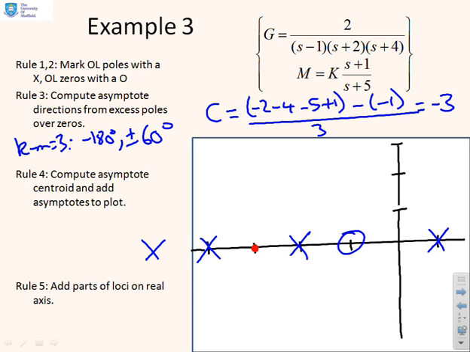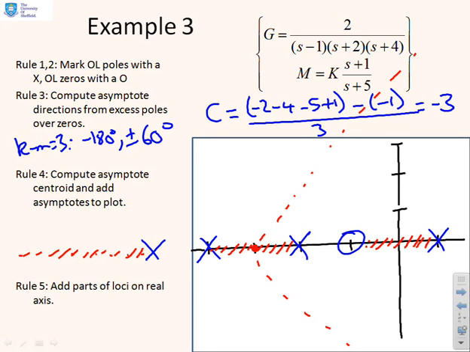Again, I need to mark my 60 degree directions, so that's going to be something along those lines there, and also this one obviously going off to minus infinity. Next, add the parts of the loci on the real axis. So I need an odd number to the right, so there's an odd number to the right in here, there's an odd number to the right in here, and there's an odd number to the right over here.